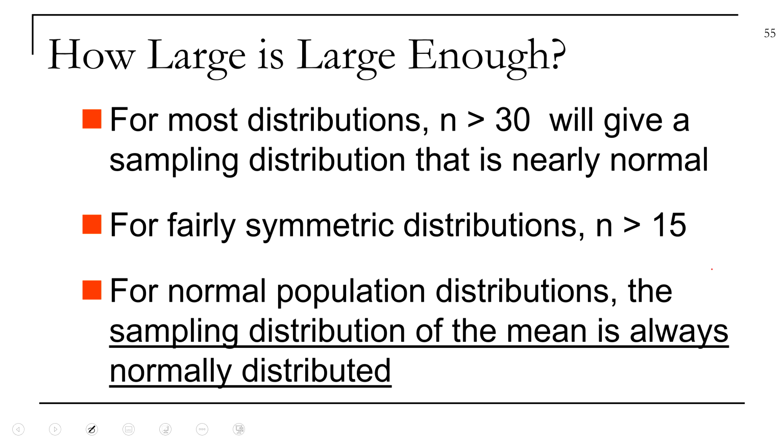How large is large enough for the CLT to kick in? Usually n bigger than 30 is what we say. That's the party line. If the underlying population is not too skewed, if it's more symmetric, n's bigger than 15. If the underlying population is normal, this works for any sample size. N equals 2, n equals 3, it does not matter. But in general, we say if we don't know anything about the underlying population, n bigger than 30, the CLT should kick in.